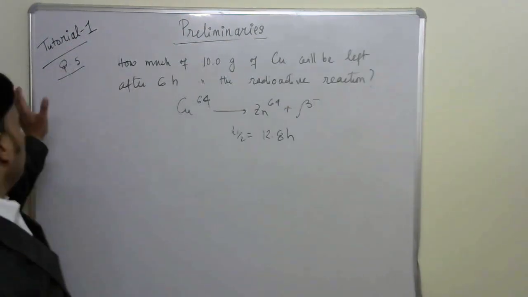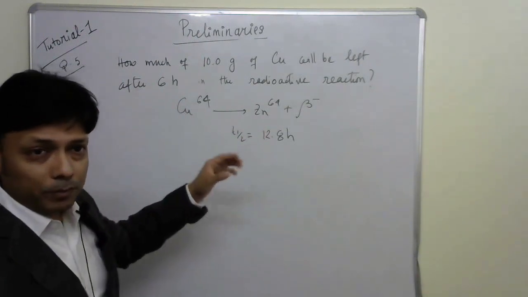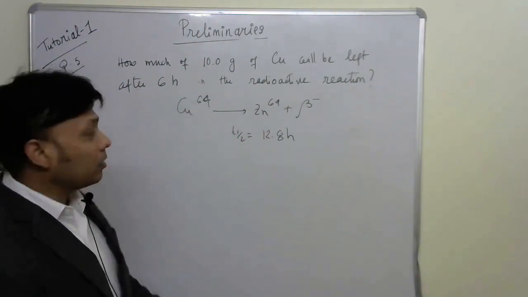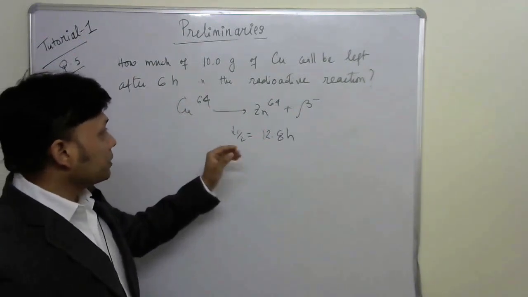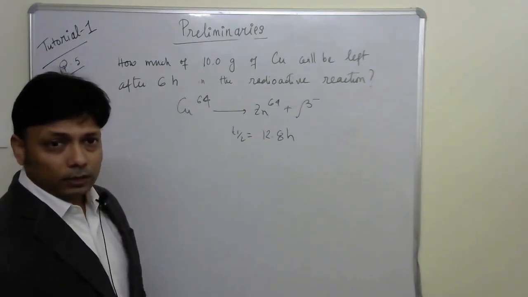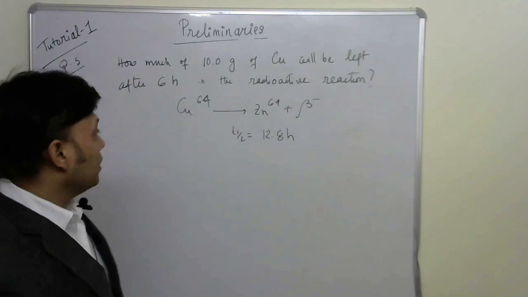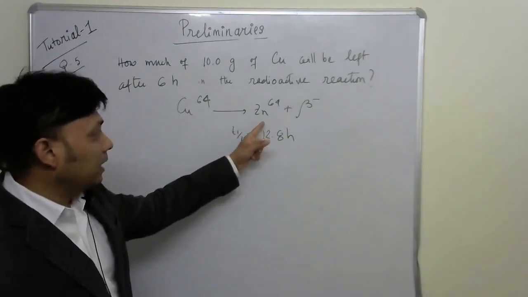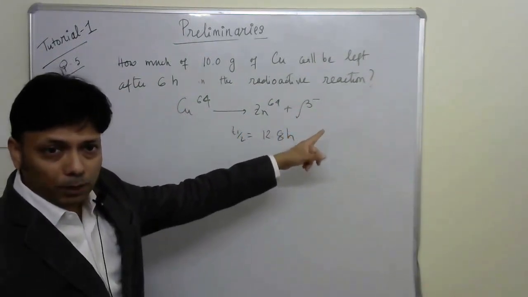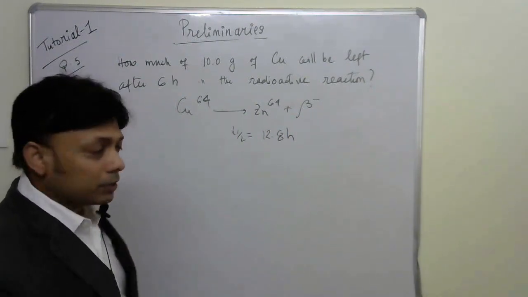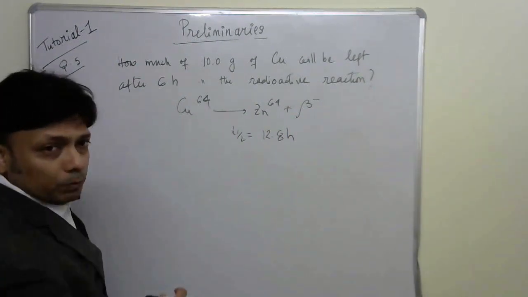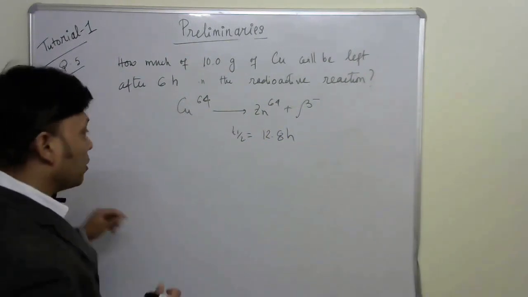Question 5 contains a numerical problem. It says how much of 10 gram of radioactive copper will be left after 6 hours in the following radioactive decay. Copper 64 is decaying into zinc 64 with emission of a beta particle, and it is given that the half-life is 12.8 hours. Of course we would assume that the radioactive decay follows first order kinetics.